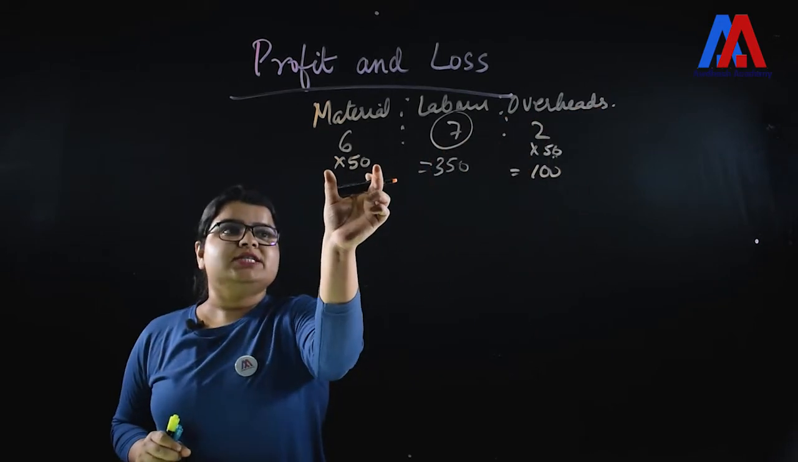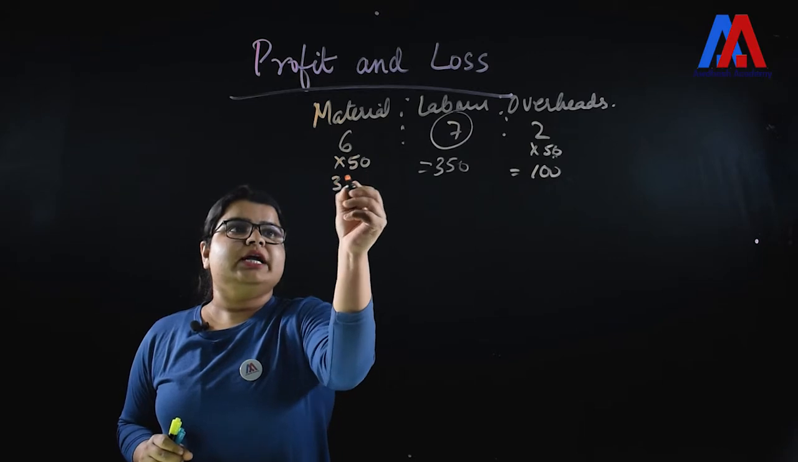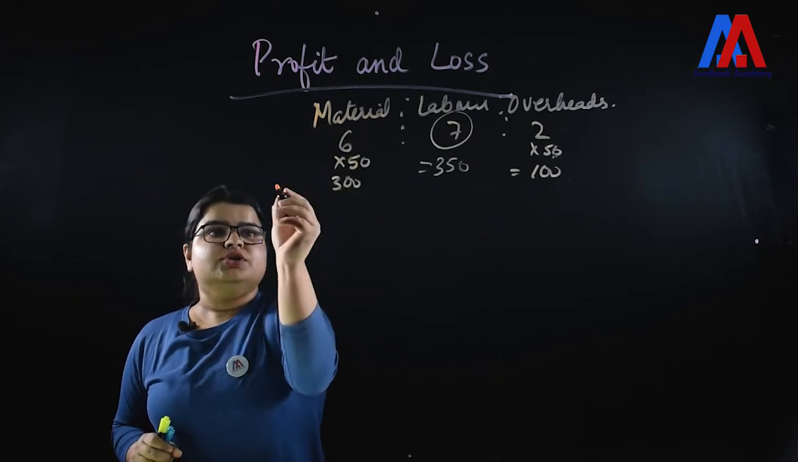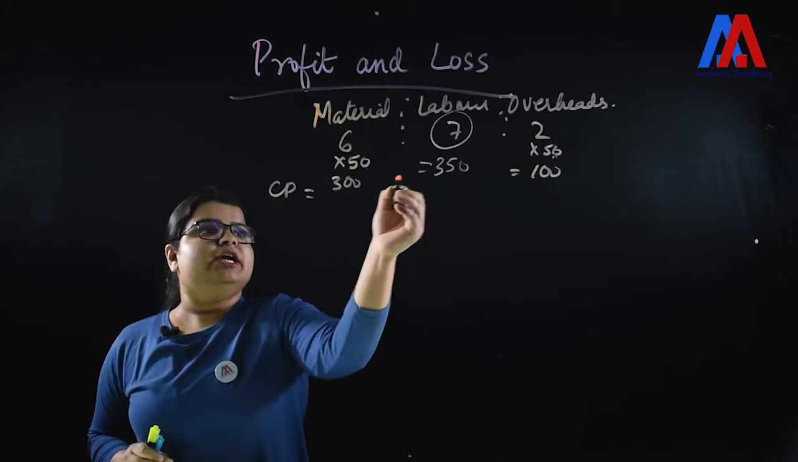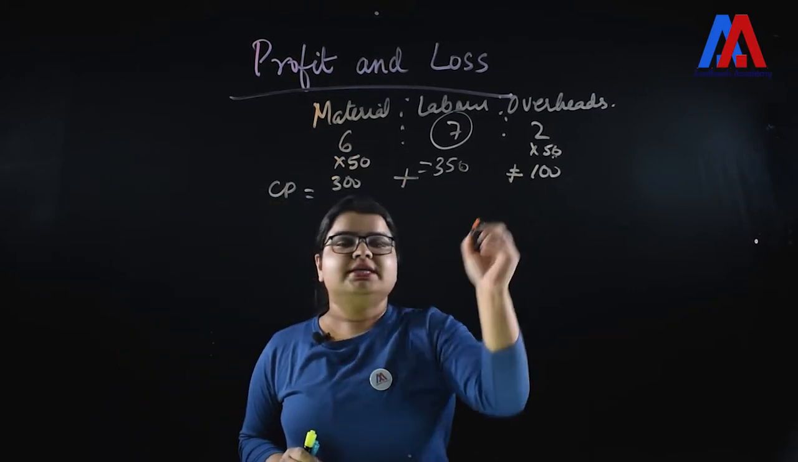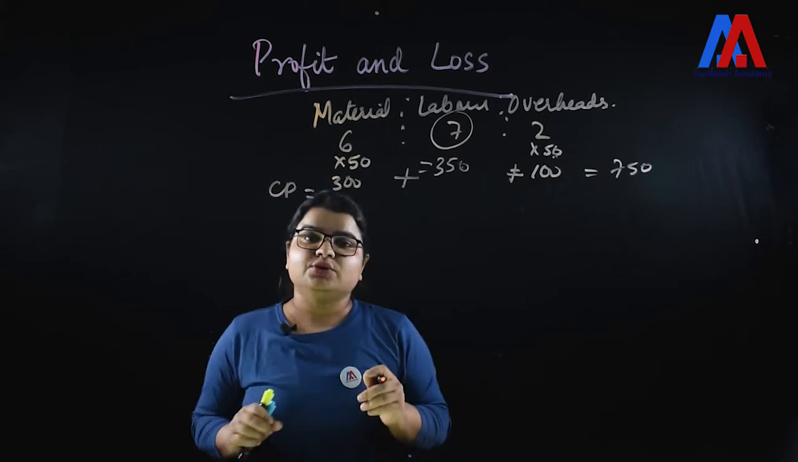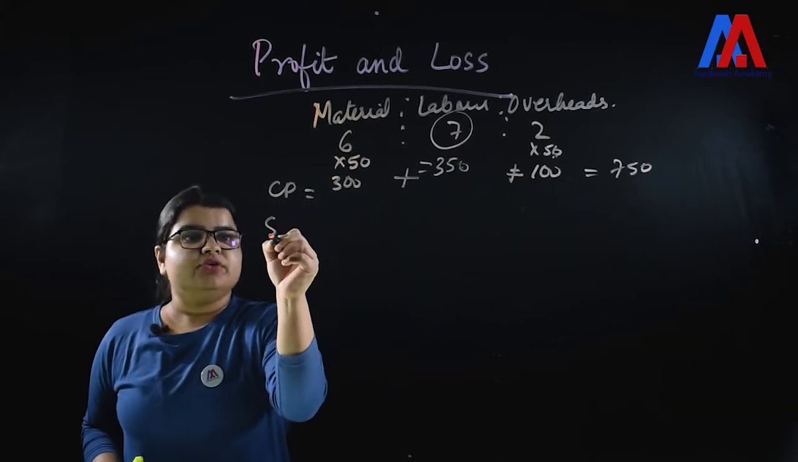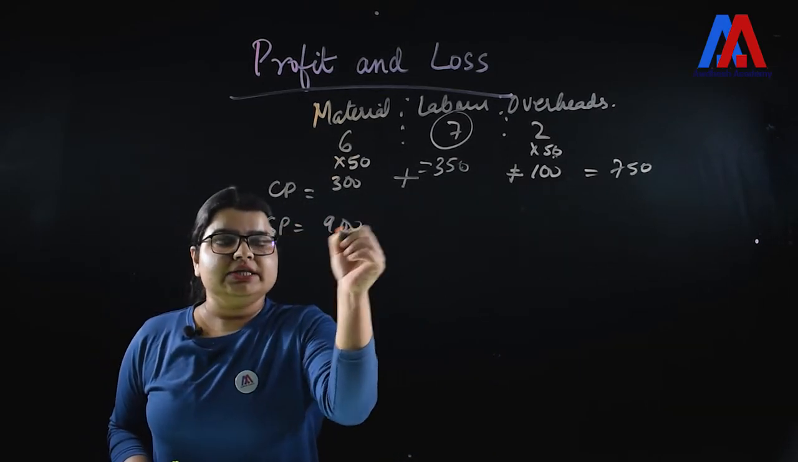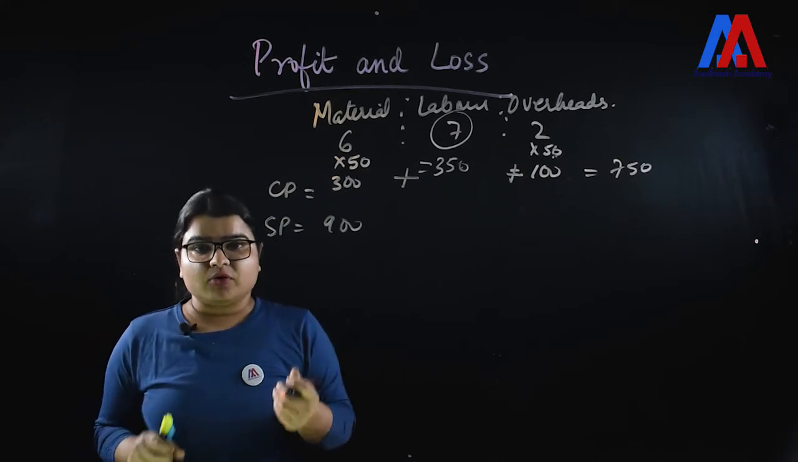Then if you multiply this by 50, you get 300 as the material cost. So the total cost price would be 300 plus 350 plus 100. So this gives you 750. So this is the total cost price. And now you are given the selling price as 900. So now you can easily find out the profit percent.